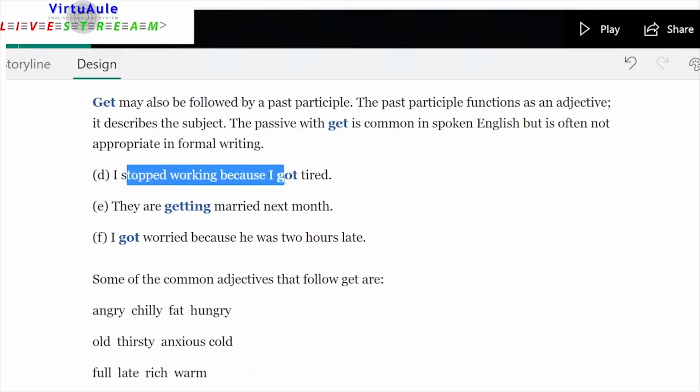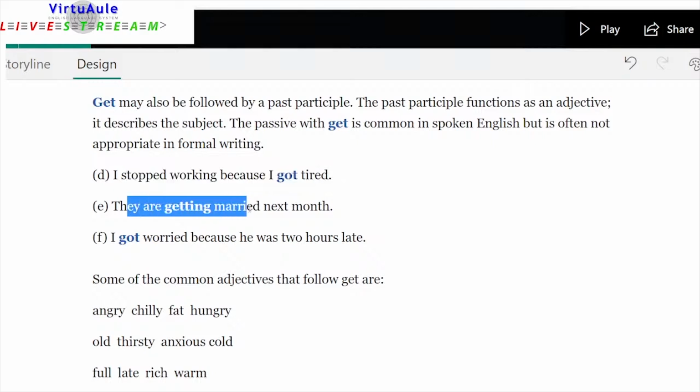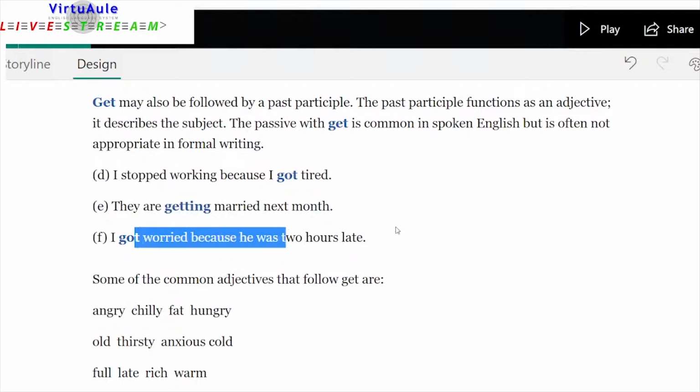I stopped working because I got tired. Okay, this is very similar. I got tired. They are getting married next month. I got worried because he was 2 hours late. So we have get with the past participle. It's like an adjective. They are getting married. Married is like an adjective. They're getting tall, you could say.